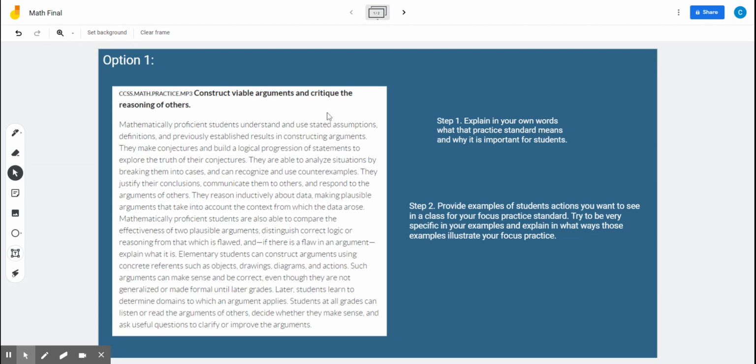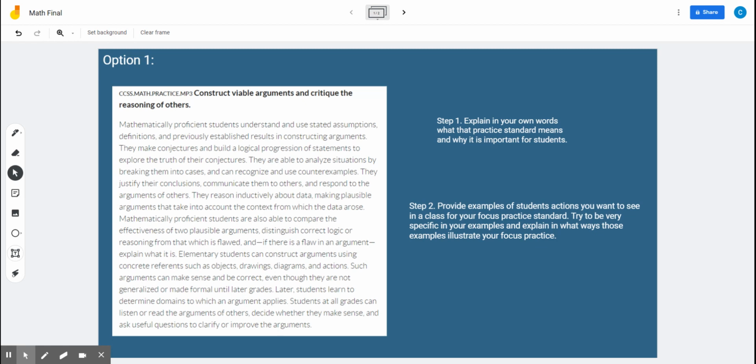reasoning of others. So for this, I'm going to read this. Mathematically proficient students understand and use stated assumptions, definitions, and previously established results in constructing arguments. They make conjectures and build a logical progression of statements to explore the truth of their conjectures. They are able to analyze situations by breaking them into cases and can recognize and use counterexamples. They justify their conclusions, communicate them to others, and respond to the arguments of others.